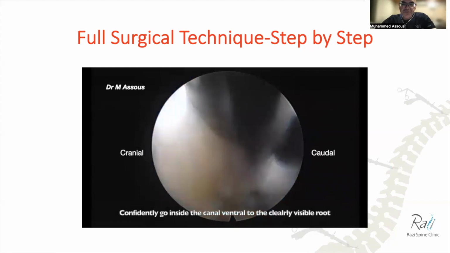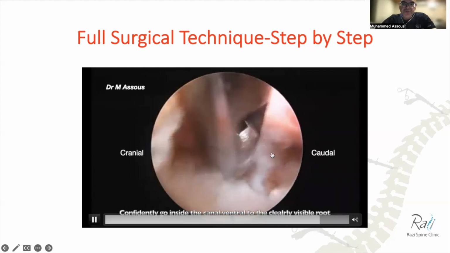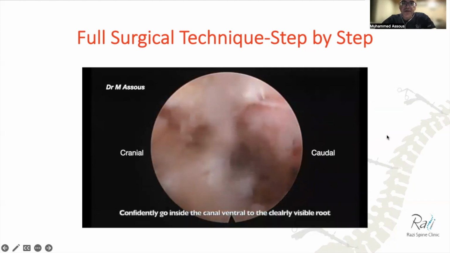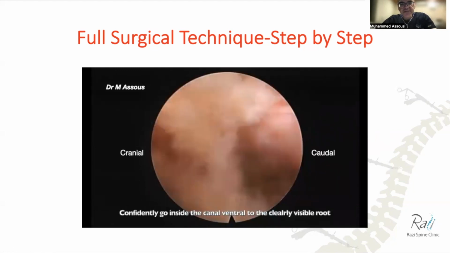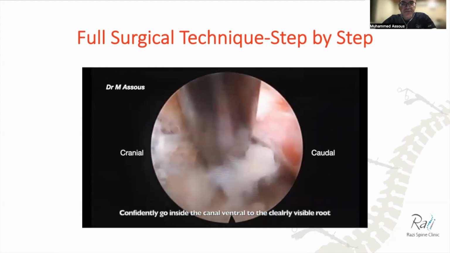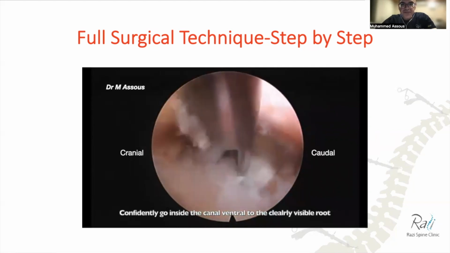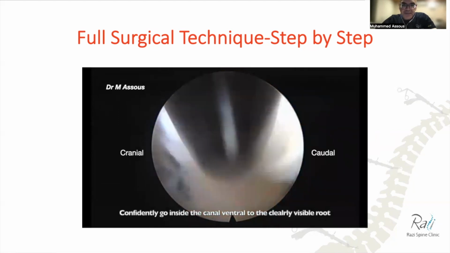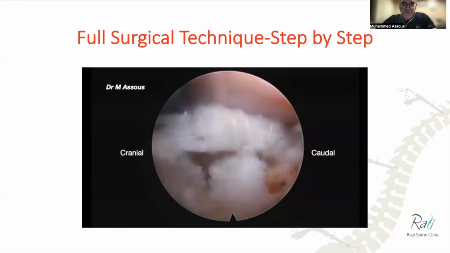You go ventral to the nerve root because you know you are safe because you can see the nerve root. And this is why I prefer, and I'll always teach this technique, so you can see the nerve root, you can safely and confidently go ventral to it as far as the central of the canal to remove any central disc hernias, any migrating disc hernias, any calcified disc hernias, etc.